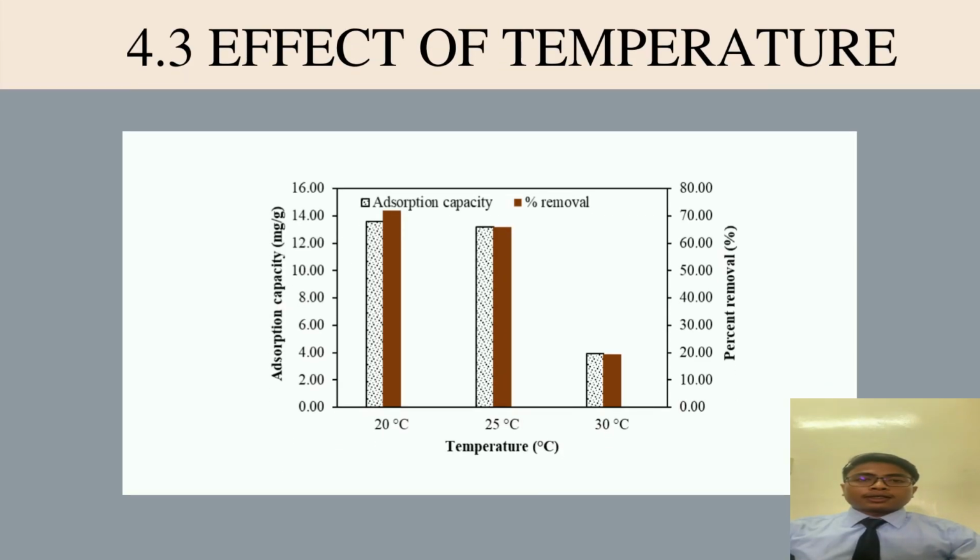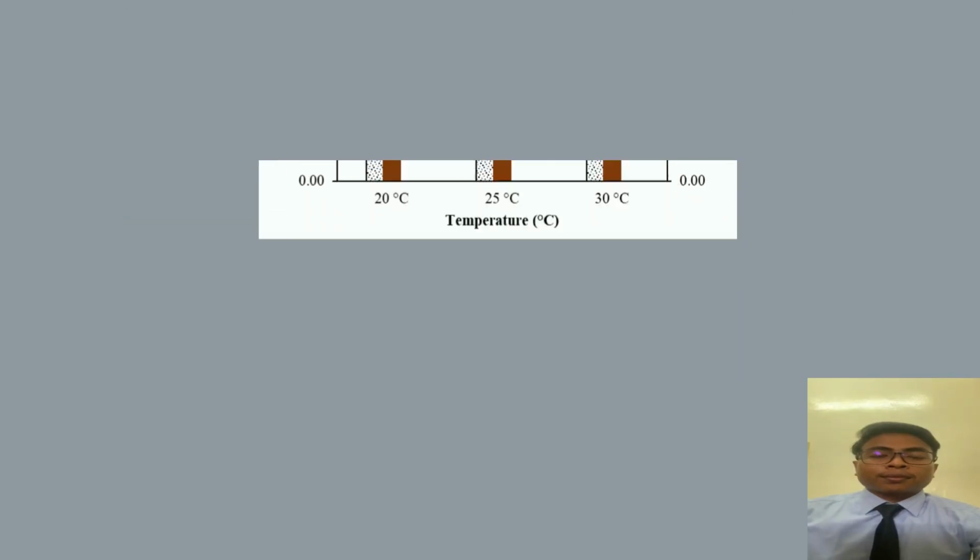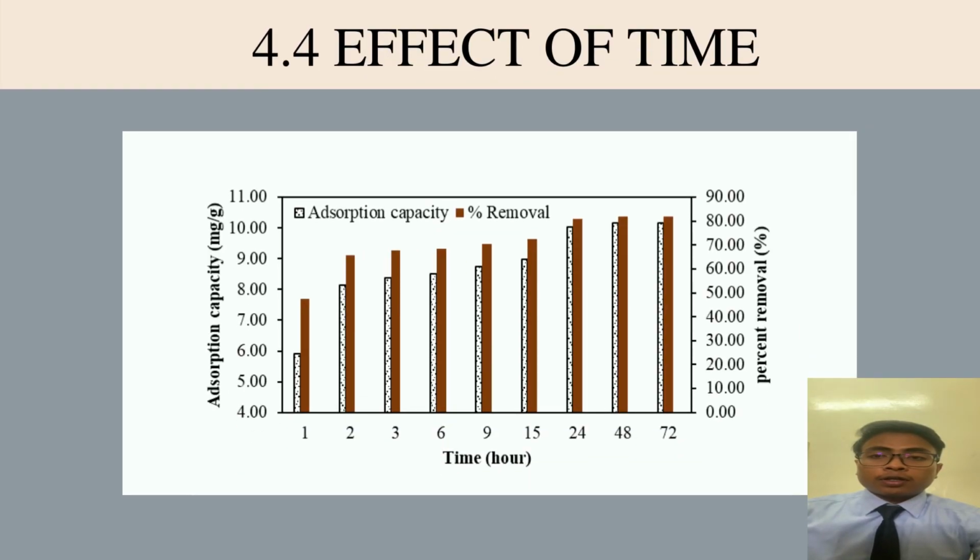After that is the effect of different temperature. The bar graph indicates that different temperatures have an impact on the adsorption of activated carbon and adsorption capacity, as the highest percent removal decreased from 71.9% to 19.4%, and the highest adsorption capacity decreased from 13.59 mg per gram to 3.59 mg per gram, with increasing temperature from 20 degrees Celsius to 30 degrees Celsius. The target molecules may be escaping from the solid phase to the bulk phase when the temperature of the solution rises.